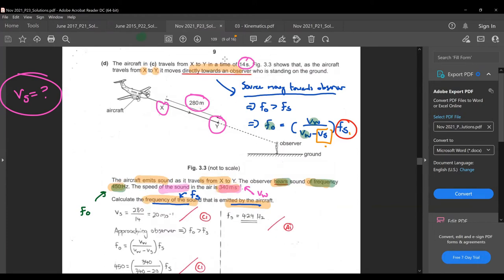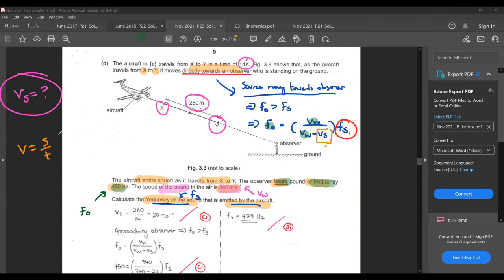So for constant velocity case, you know that you can use V is S over T. You're finding the speed of the aircraft, which is the speed of the source. You take distance divided by the time taken, you're going to get 20 meters per second. So now you have the complete information to find Fs. Approaching observer is where observed frequency is more than source frequency, so F naught is equals to Vw over Vw minus Vs times Fs. 450 equals to 340 divided by 340 minus 20 times Fs. Fs will be 424 hertz, just like that.